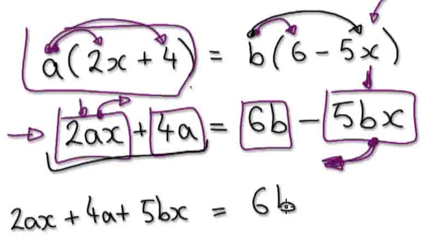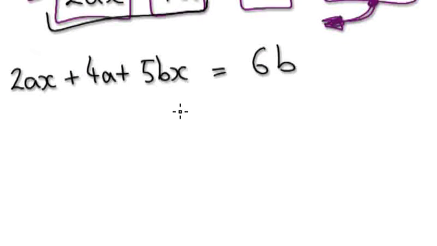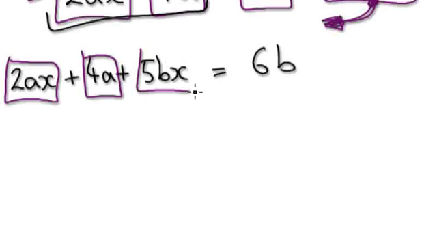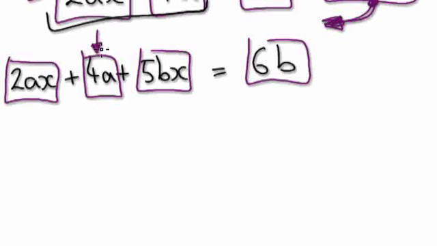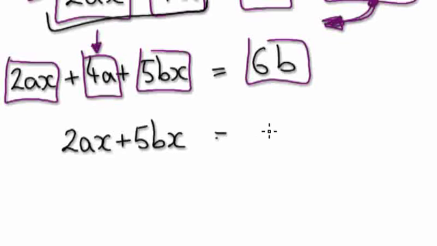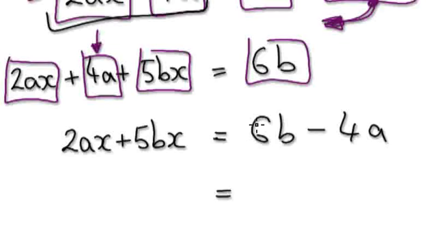So on this side it will just be 6b. Now visualize it as this block plus this block plus this block equals this block. This one is classed as rubbish because it doesn't contain x. So take away 4a from both sides. So it will be 2ax plus 5bx equals 6b take away 4a.